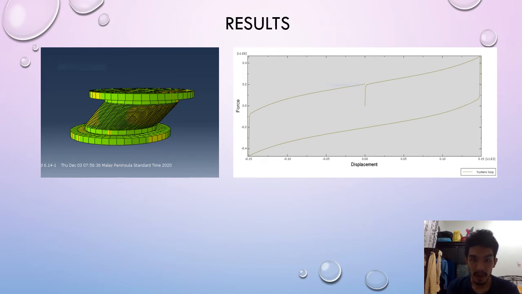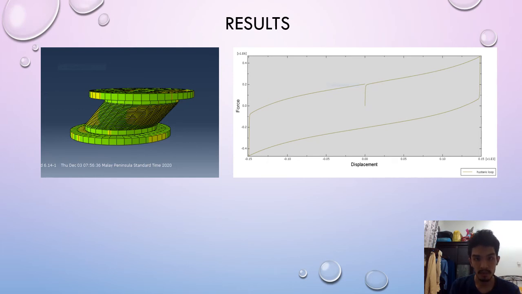Next, the picture on the right is the result from the first methodology, which is, as we can see, when the force exceeds 300 kilonewton, the displacement happens toward the right side. When the force and displacement reach the maximum, the laminated rubber bearing will move toward the left side until it reaches the maximum displacement and force. And when we reach the maximum displacement on the left side, it will go back to the right side.